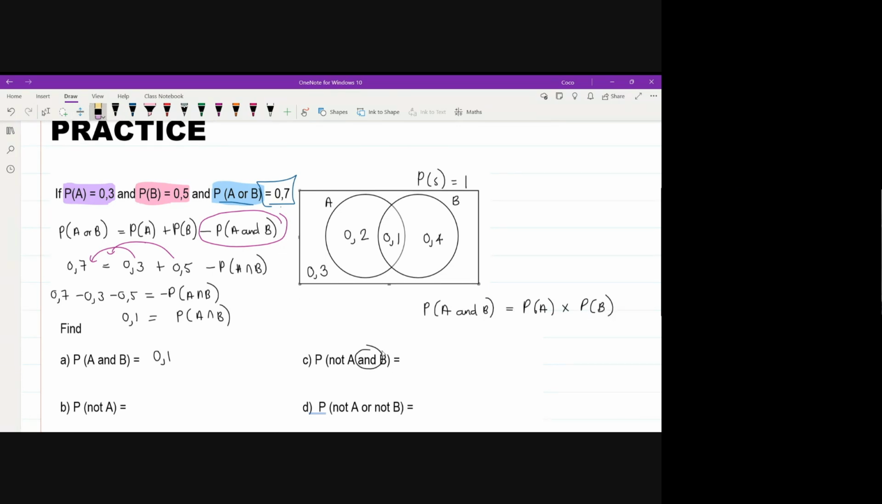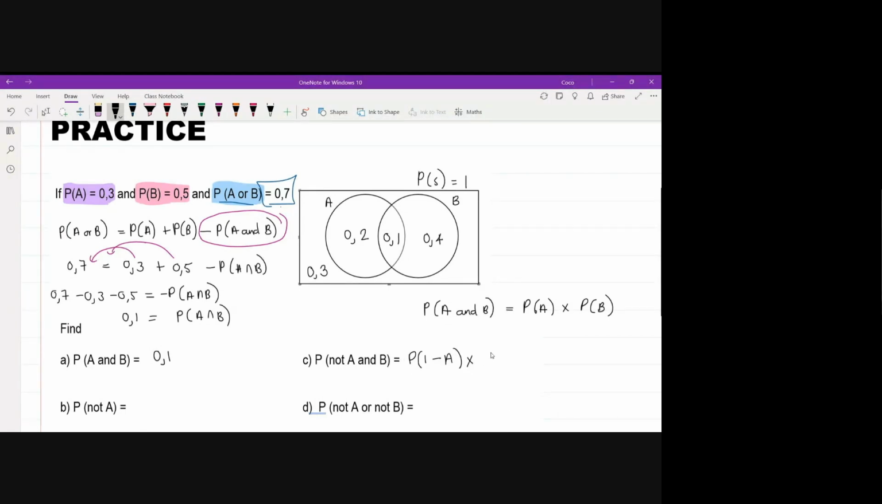A and B is going to be the probability of A times the probability of B. But now let's remember what we've said about not. Not is going to be 1 minus something. Yes, 1 minus the thing that we have. So we're going to say the probability of not A is going to be 1 minus the probability of A.